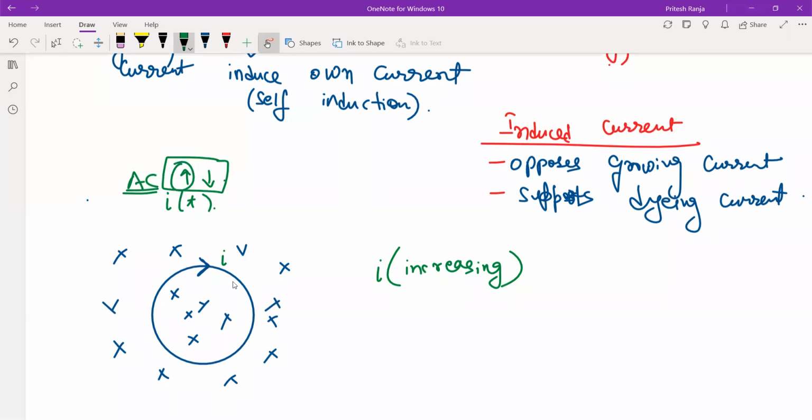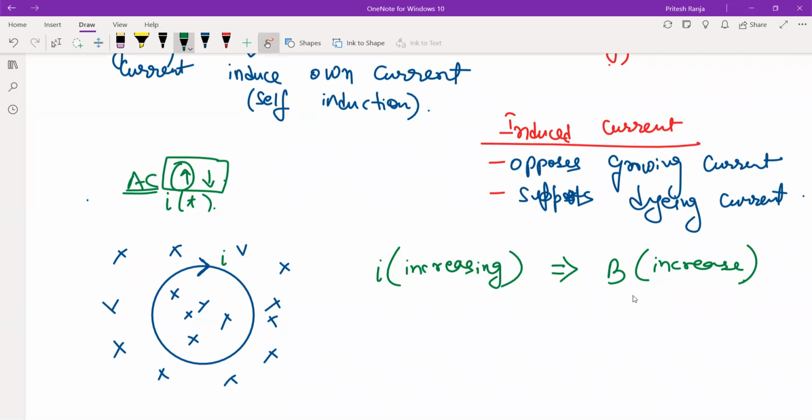So when current is increasing in this direction, then this will lead to the increase in the magnetic field, right? Because magnetic field is dependent on how much current is flowing. So what will be the direction of magnetic field produced by this current? It will be into the plane. If you use right hand thumb rule, curl the finger in the direction of current, thumb will point in the direction of the magnetic field. So one can say that magnetic field is increasing.